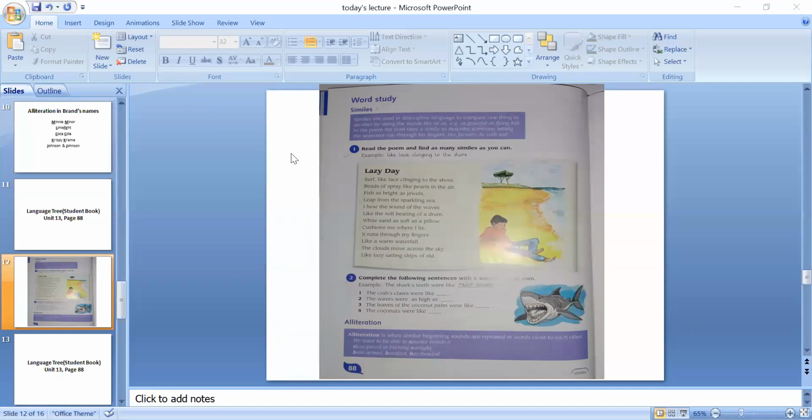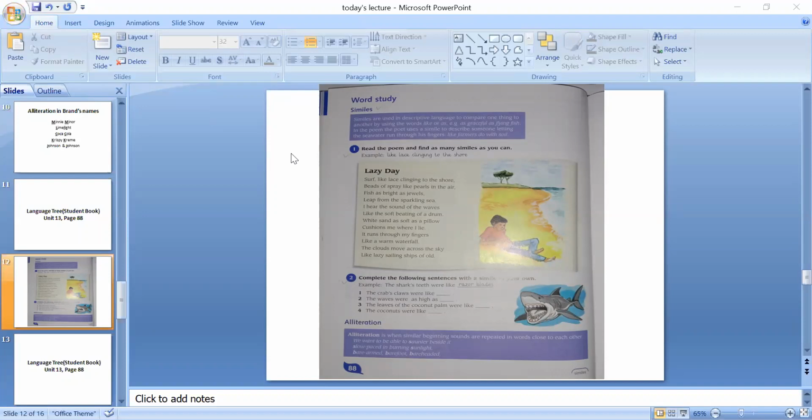Lazy Day. It is about the poet, who spent his day on the beach, and he is telling how he spent his day and how he observed the surf, or sea waves. Okay, you have to find out similes in it. Students, just underline all the similes, and after 1 minute I'm going to ask you. Not 30 seconds, 1 minute.